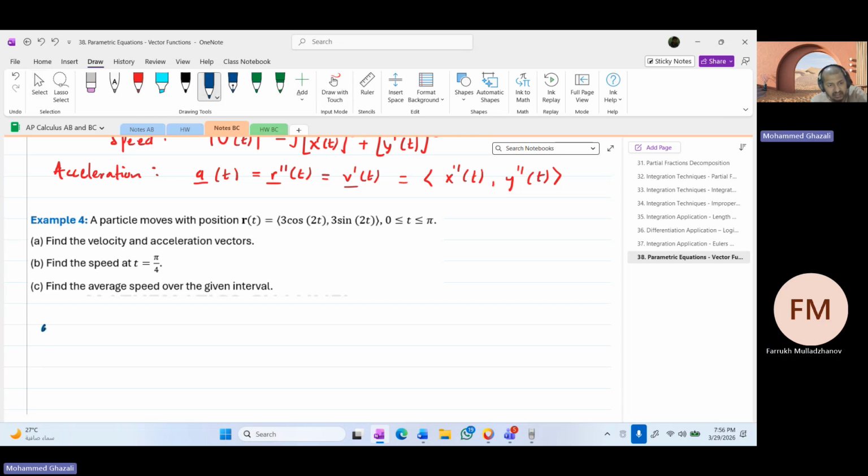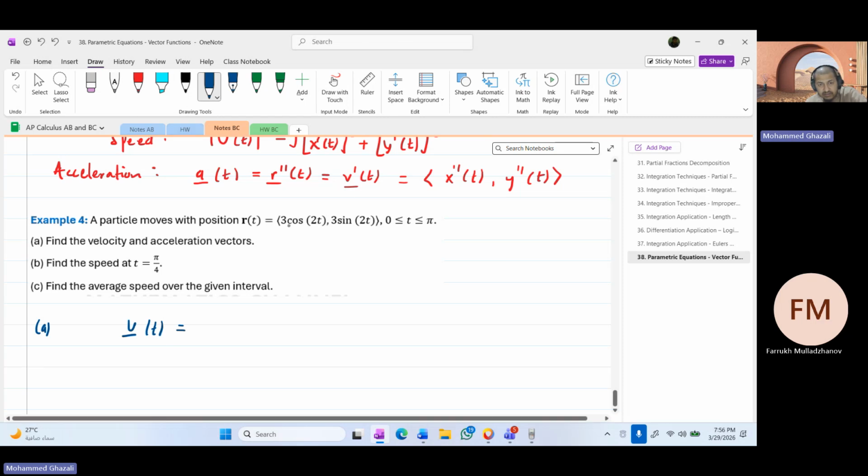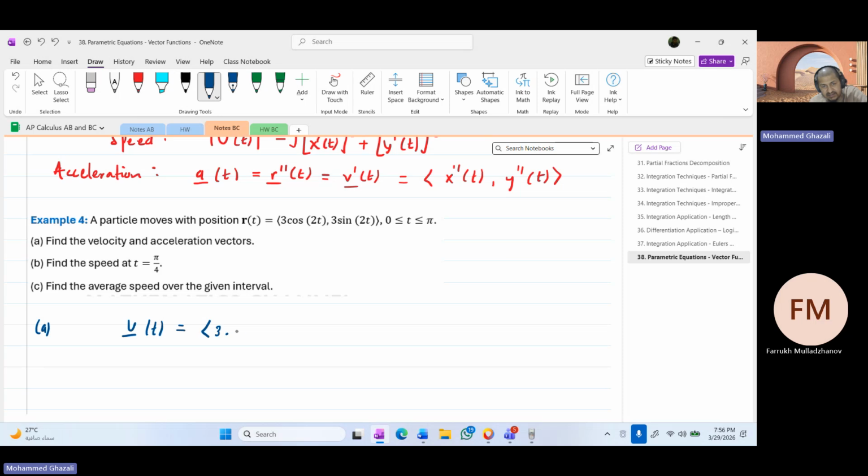Now, let's look at A. Find the velocity and acceleration vectors. That's easy. What's v of t? We need to look at r of t, all right? There's r of t: 3 cos 2t, 3 sin 2t. So let's find the velocity vector. Just find the derivative of this. There's 3, the derivative of cos 2t is negative sin 2t times the derivative of the inside, which is 2. Finding the derivative of the next one, it's 3, the derivative of sin 2t is cos 2t, and then the derivative of 2t, which is 2.